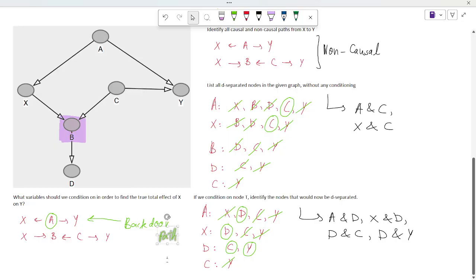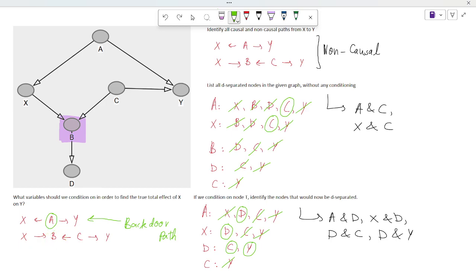Backdoor path की तो condition ही ये होती है ना कि an arrow should go into the treatment as well as the outcome. So then I no longer need to look at this path, even though इस path के ऊपर भी C is a confounder, right? But I don't need to condition on C. The reason being कि ये path already blocked थी because of a collider.